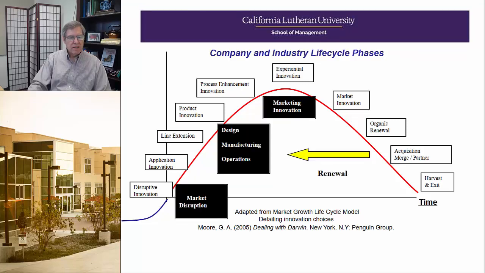So the three basic phases of the life cycle are market disruption, the design, manufacturing, operations focus, and then the marketing innovation focus at the mature stage of the life cycle. The final stage is renewal at the right side of the curve in front of you, where you have organic renewal, acquisition or merge with a new partner, or harvest and exit.